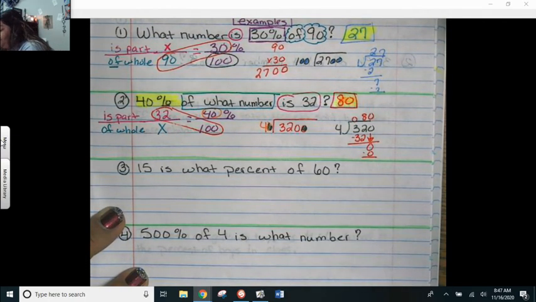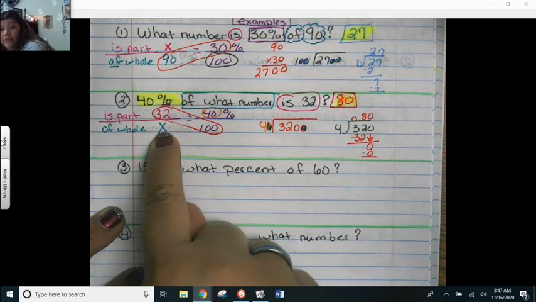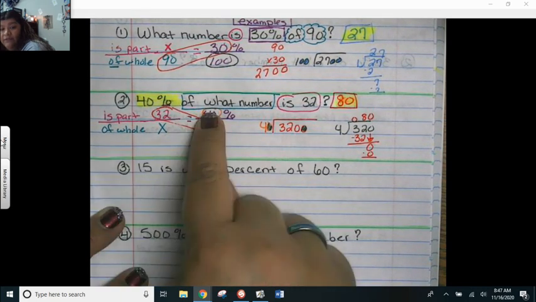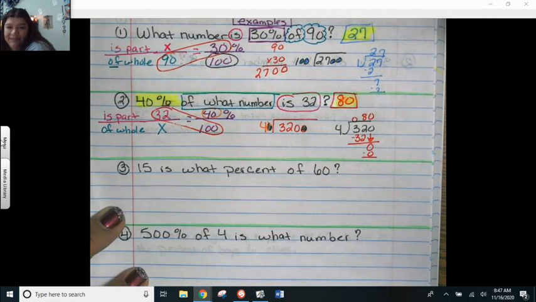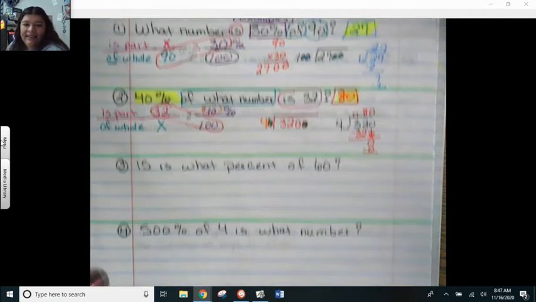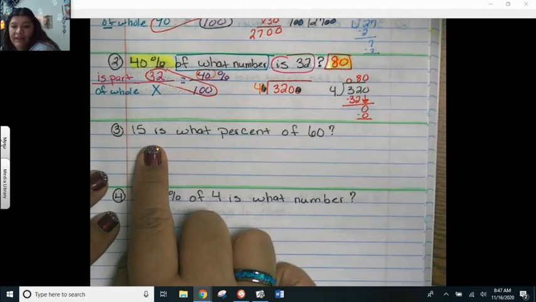Very good. Now if you want to check if it's correct, you can always put 80 in place of X and then cross multiply. And if 80 times 40 is the same as 32 times 100, you got it right, okay? All right, so go ahead and copy number 3 if you haven't done already, okay?